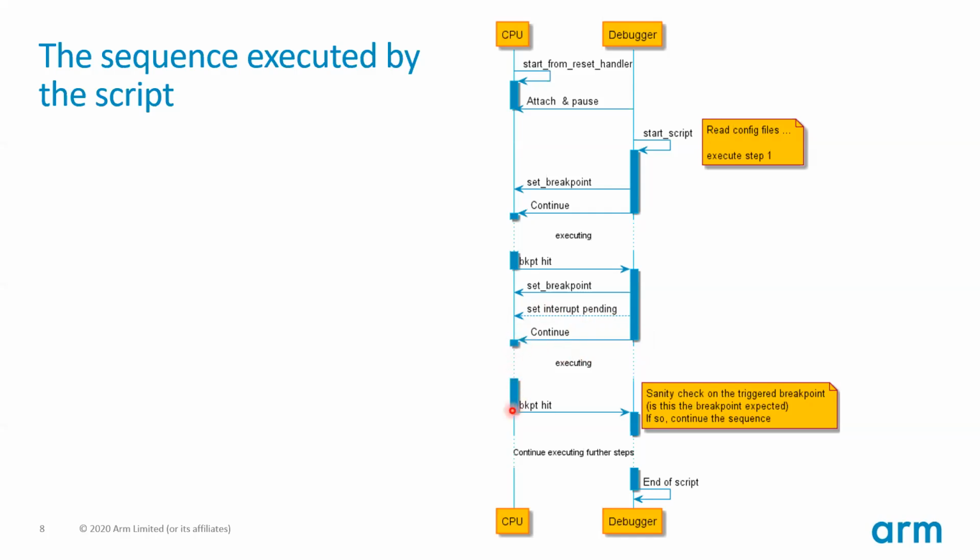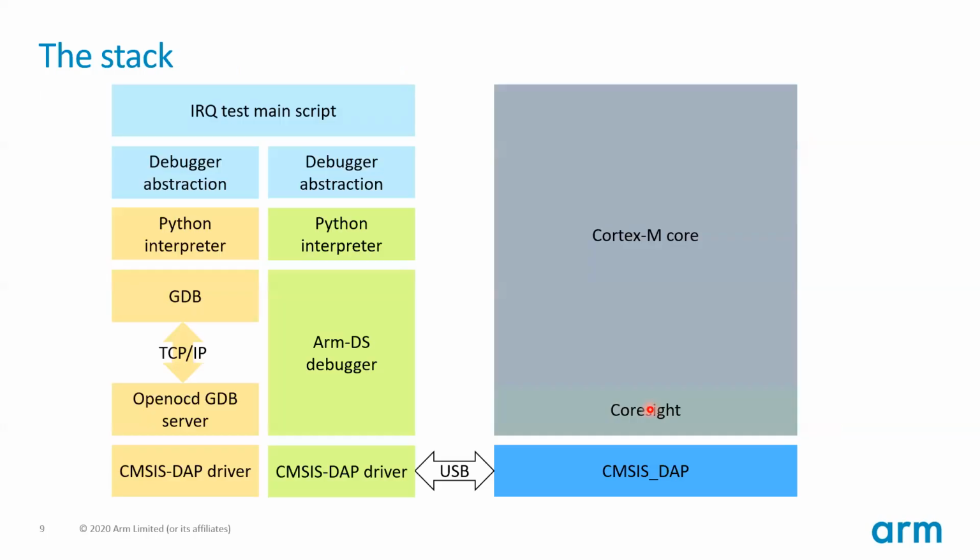The target continues, executes instructions as normal, and at some point the breakpoint is hit. At that point the script kicks in again, and it can do sanity checks on which breakpoint was hit, and whether that was the expected outcome of the previous settings, so setting the interrupt pending or not. This iteration continues until the script runs out of test steps, which means the end of the test execution.